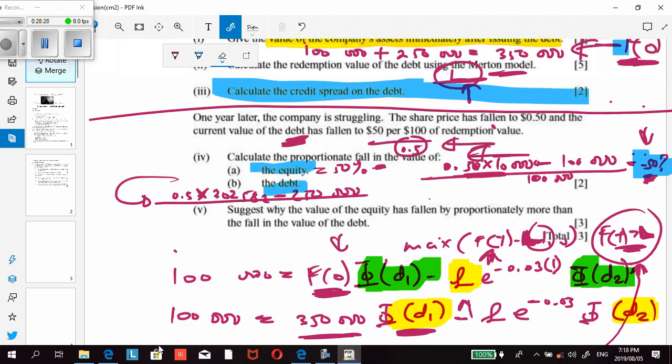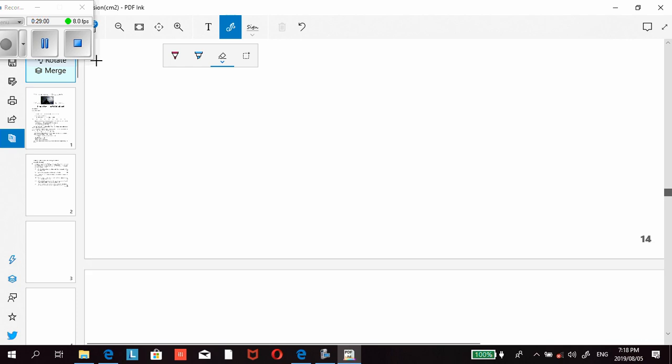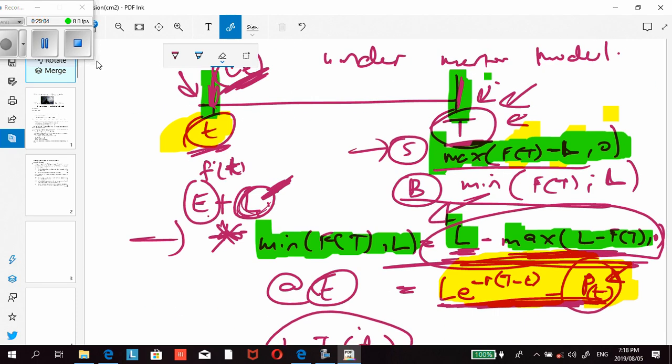Now the last question says, suggest why the value of the equity has fallen by proportionately more than the fall in the value of debt. Now this has to do with what the shareholders of the company get at maturity and what the bondholders get at maturity. If you look at what I discussed earlier, you will see that at maturity, the shareholders will either get nothing, zero, from here, or the total value of the company minus the redemption value of the bond. And what the bondholders get will either be the total value of the company's asset or the redemption value.